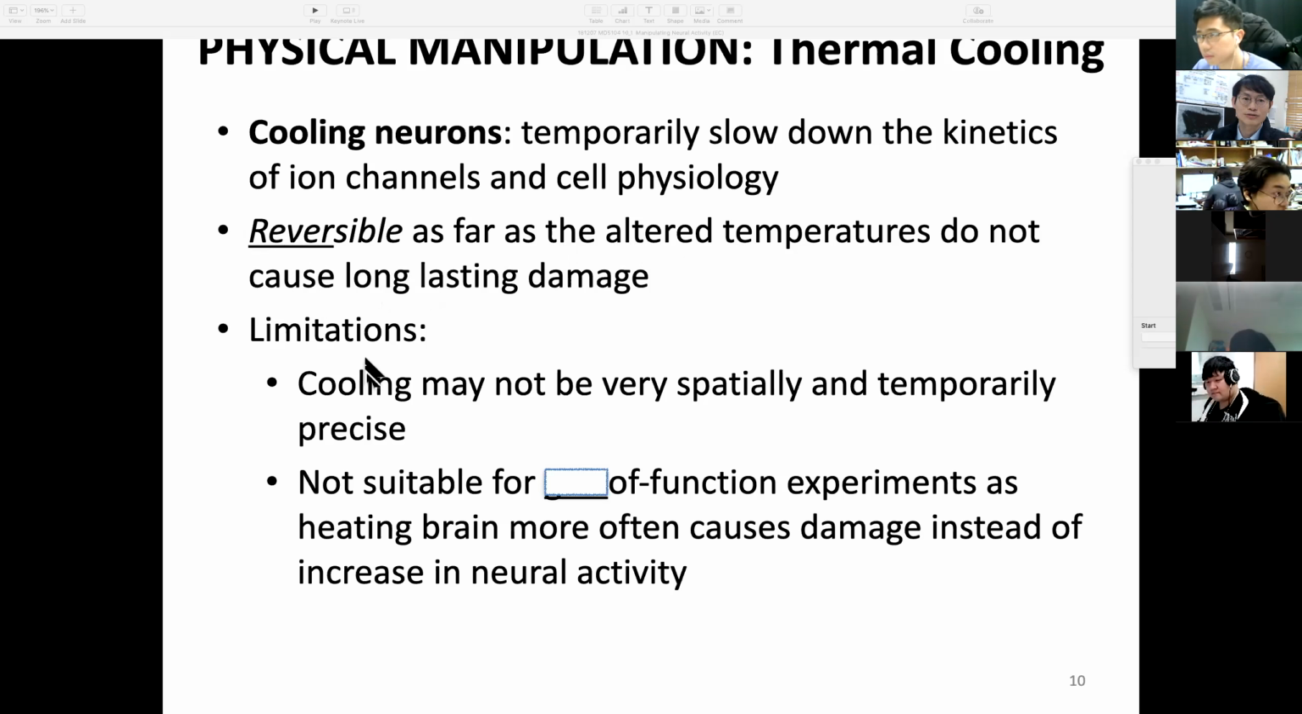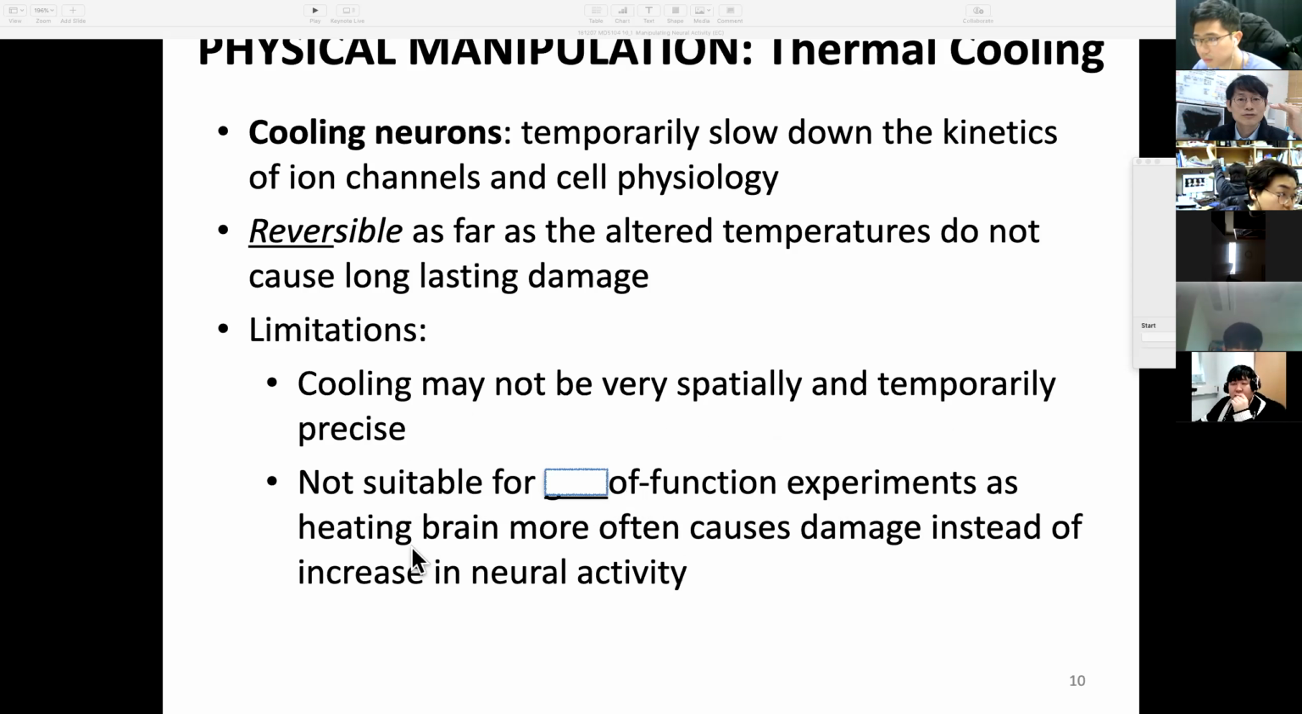But the limitation we have to consider is that cooling is based on a heat transfer method, so it may not be spatially and temporally very precise. The reason is, spatially, you probably use various probes, and the physical size might not be that small. Also, the process of heat diffusion requires time, so it may not be very fast. So that has a limit, and it may not be suitable for this kind of experiment.